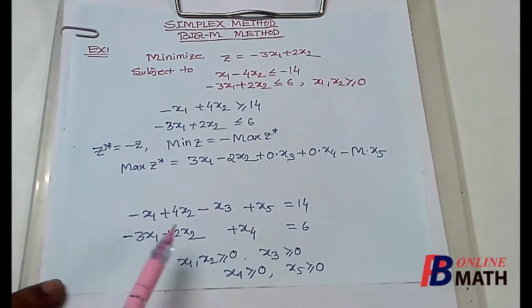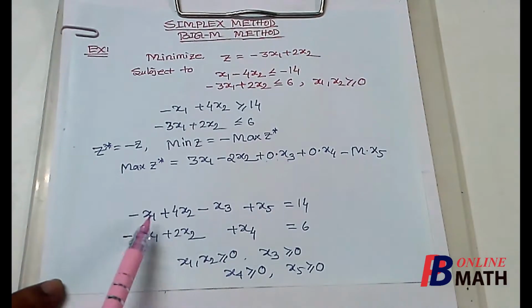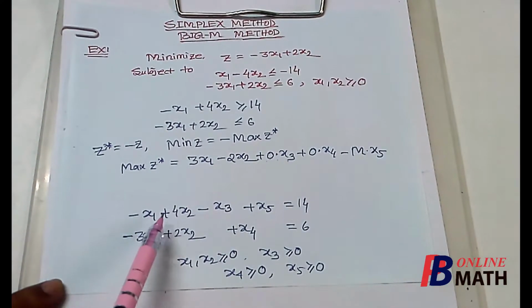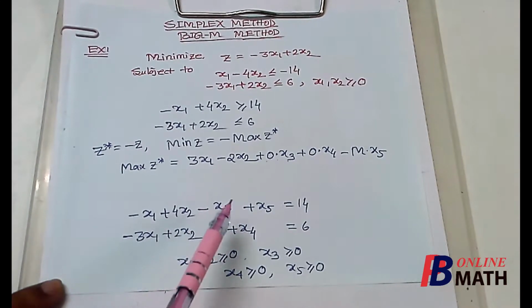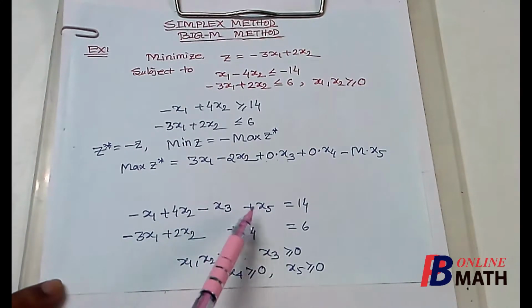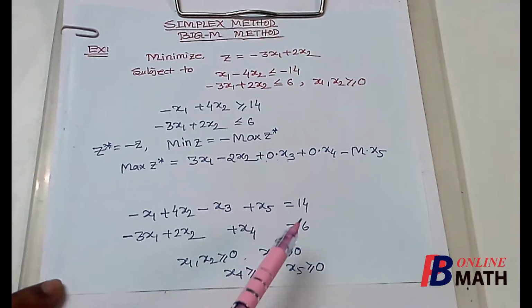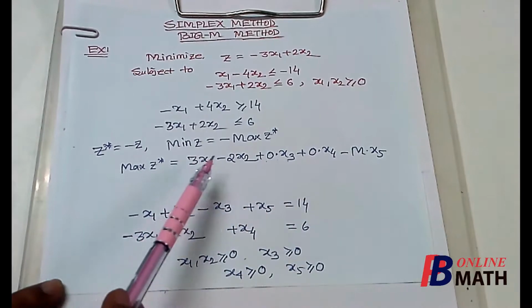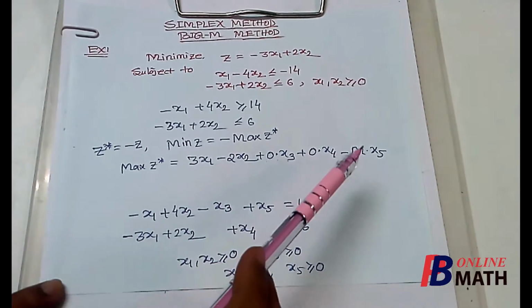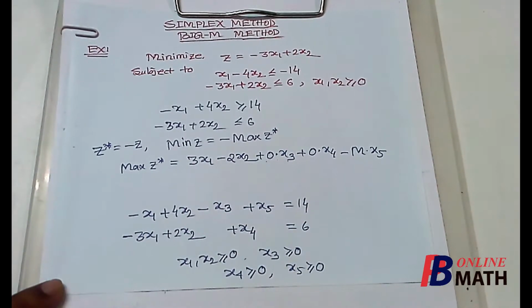Now from here the coefficient vectors are: a1 is minus 1, minus 3; a2 is 4, 2; a3 is minus 1, 0; a4 is 0, 1; and a5 is 1, 0. The vector b is 14 and 6, and the cost vector is 3, minus 2, 0, 0, minus M. So now we can construct the initial simplex table.